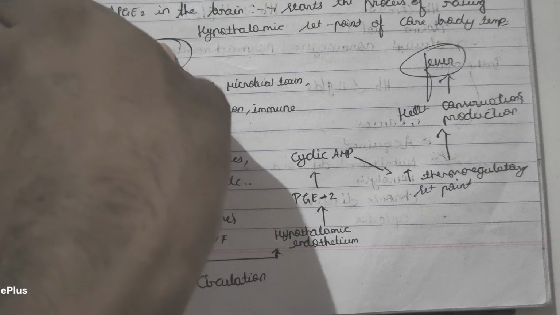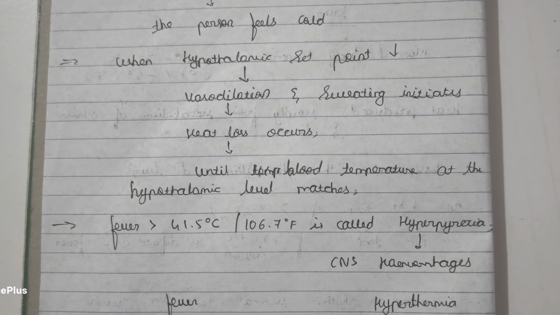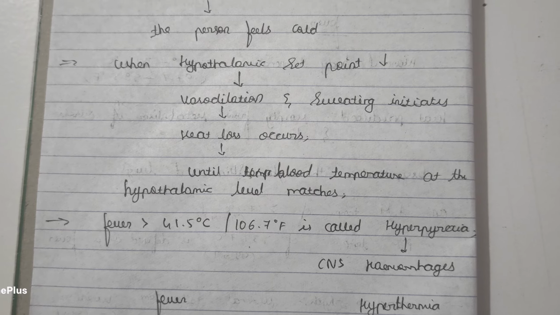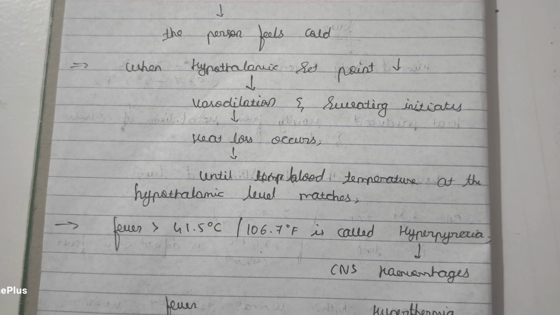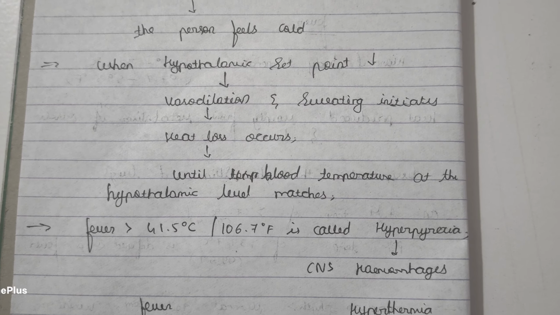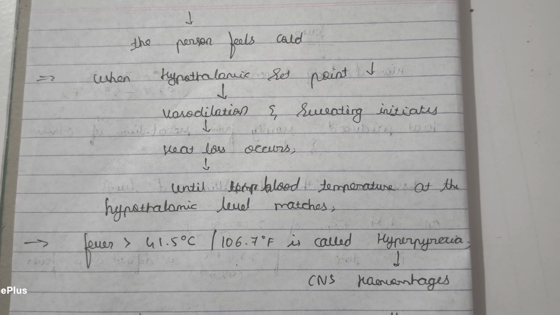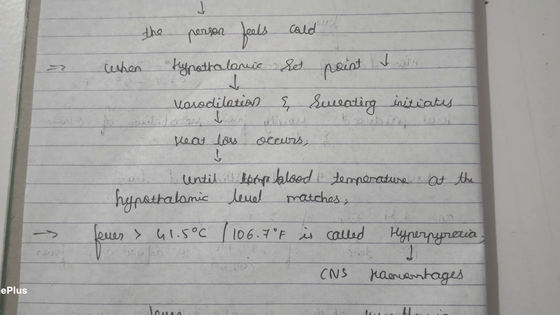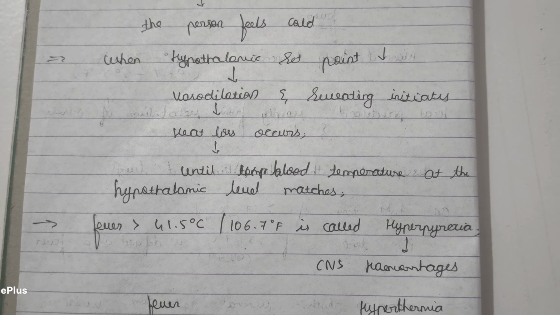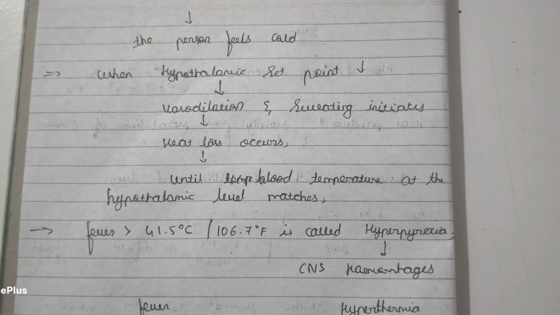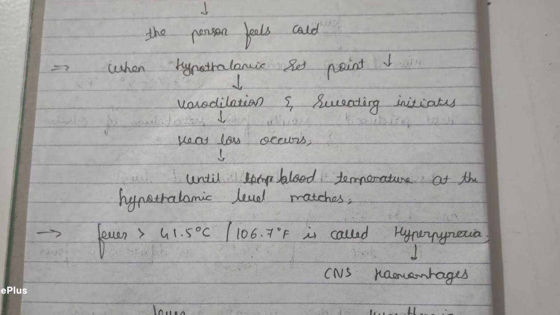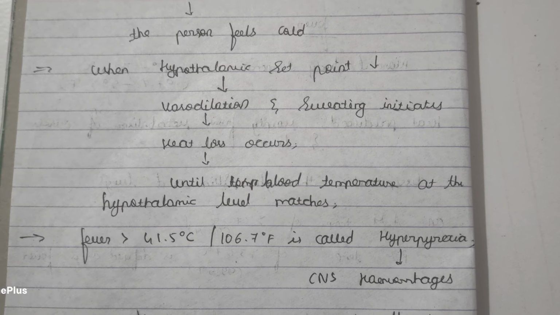Then here, if the blood is not flowing through the skin, a decrease in heat loss is seen. So then the person feels cold. You observe, when you get fever, you will feel chill because the blood is flowing from the periphery to the internal organs. Next, this causes fever.